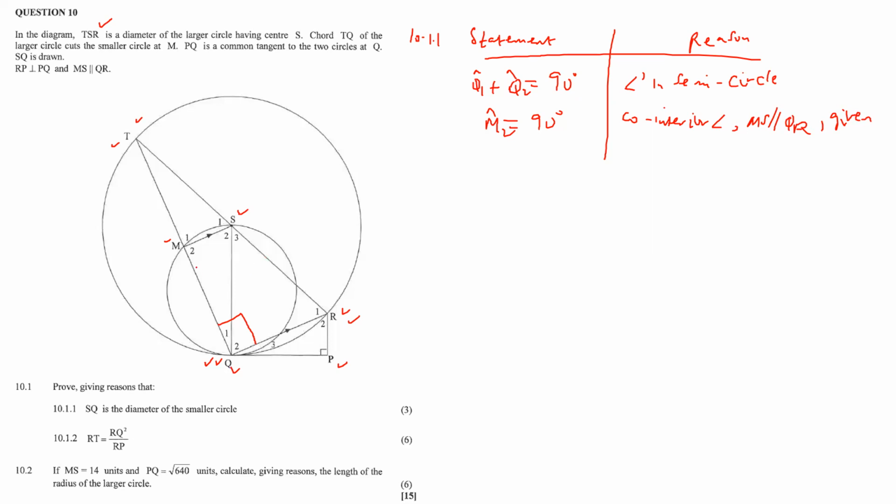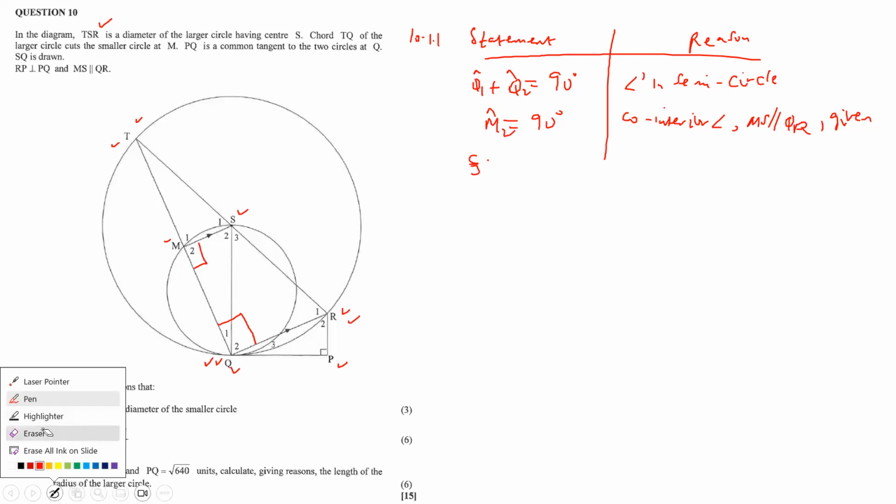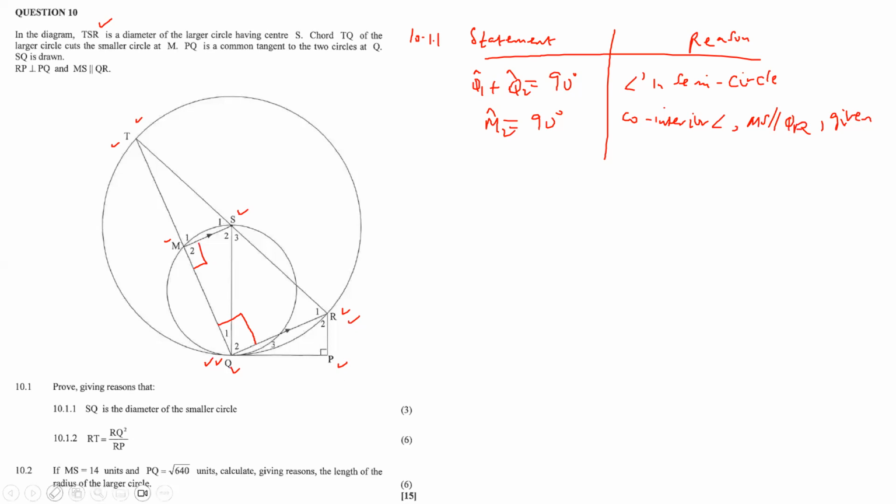So in other words, the observation is that this M2 is equal to 90 degrees, and therefore SQ is a diameter. I will erase this a little bit to clean up, so you can write a bit clearer here. Why would we say SQ is a diameter? Because of the converse of the angle in a semicircle result.